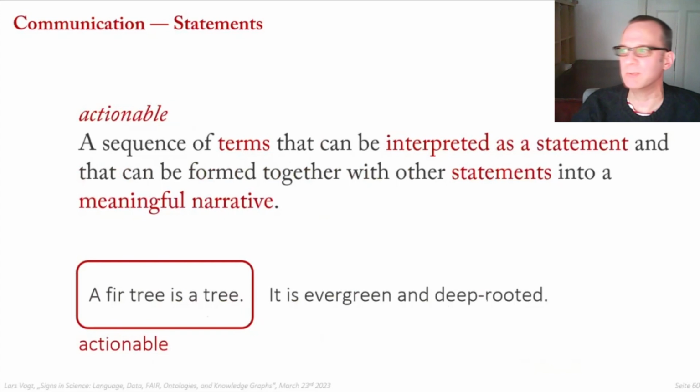Actionable would be a sequence of terms that can be interpreted as a statement and that can be formed together with other statements into a meaningful narrative. So here I have a statement, I have another statement, and they link to each other, building a meaningful narrative. A fir tree is a tree, it is evergreen and deep-rooted.